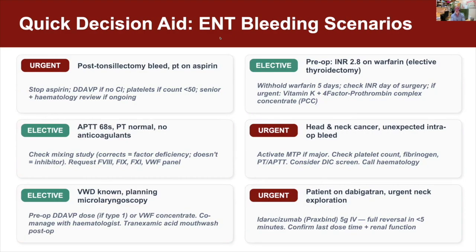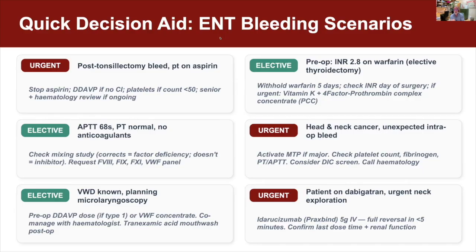Okay, here's a quick decision aid for ENT bleeding scenarios. Post-tonsillectomy bleed with a patient who is on aspirin: stop the aspirin, but its effect lasts for 7 days though. It's got a long half-life. Give them DDAVP if there's no contraindication. Give them platelets if the platelet count is less than 50. Contact haematology and contact your senior if the bleeding is ongoing. But it's worth talking to haematology anyway.